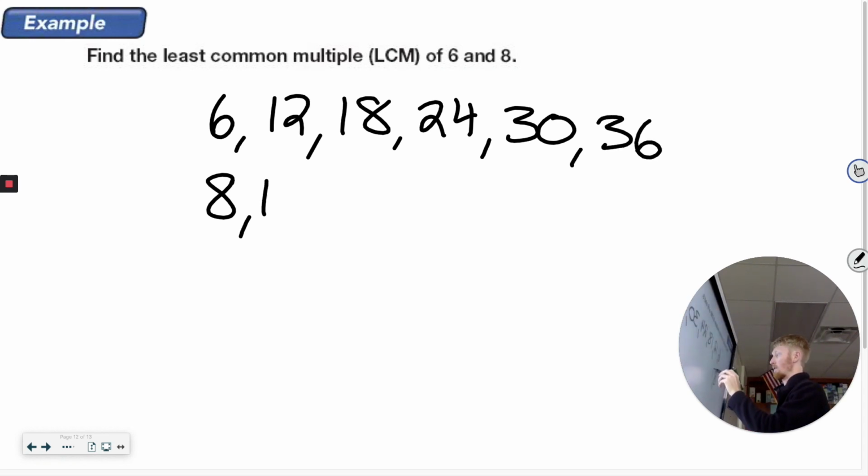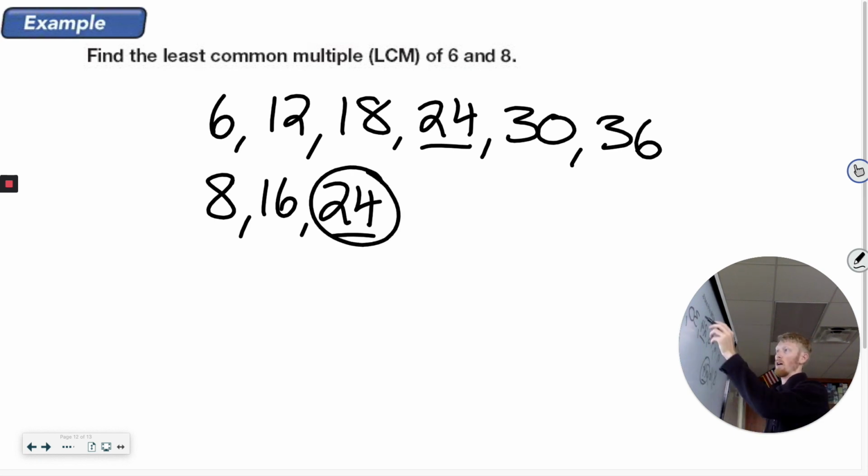Then 8, 16, 24. Oh, there it is. 24 would be the smallest number that they both have in common. 24, least common multiple. All right, let's try one more. Let's try one that's a little more difficult here.